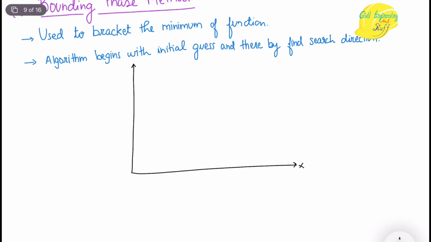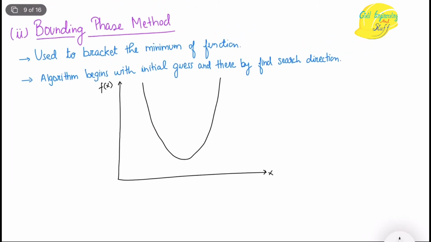So basically, let's say this is x, and we have a function f(x). This function is defined in the interval a comma b, and at x equal to x star, we will get the minimum value.